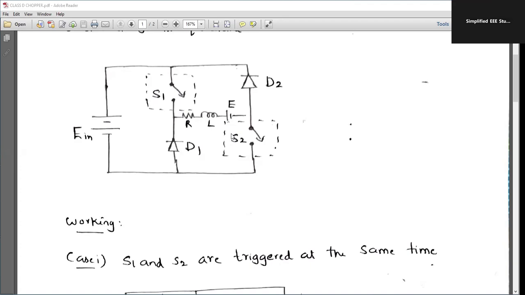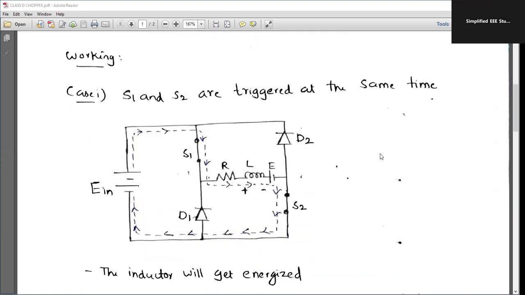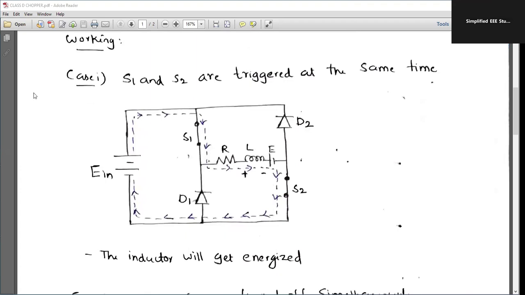When it comes to the working, remember, S1 and S2 are turned on simultaneously. In the second case, S1 and S2 will be turned off at a time, simultaneously. That is a speciality of this particular chopper. Now, what is the speciality when S1 and S2 are triggered at the same time? Let us sketch the diagram to understand the current flow when S1 and S2 are turned on simultaneously.